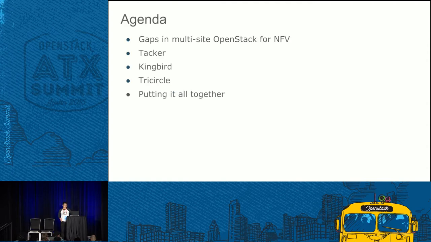In this session, we will talk about the gaps and challenges in multi-site OpenStack for NFV. We also will talk about projects like Tacker, Kingbird, and Tricircle to address the gaps and challenges. And at last, we will talk about how these projects can collaborate with each other in different scenarios.